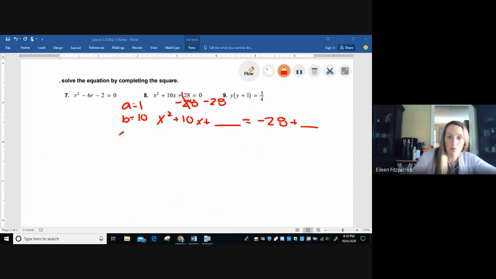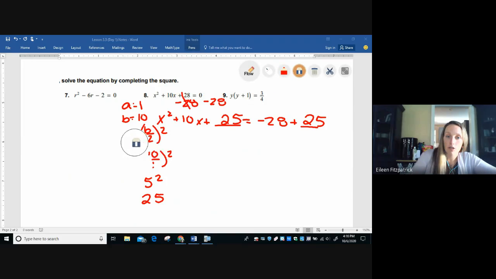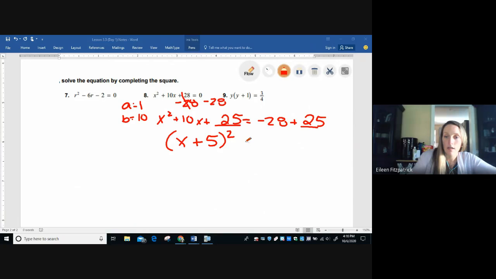I'm set up for completing the square. So I have to calculate my new c value, which is b divided by 2 squared. That's 10 divided by 2 squared, which is 5 squared, which is 25. So that's what goes in the blank. Now I need to factor the left-hand side, which factors into x plus 5 squared. And then you combine like terms on the other side of the equation, which gives you negative 3.